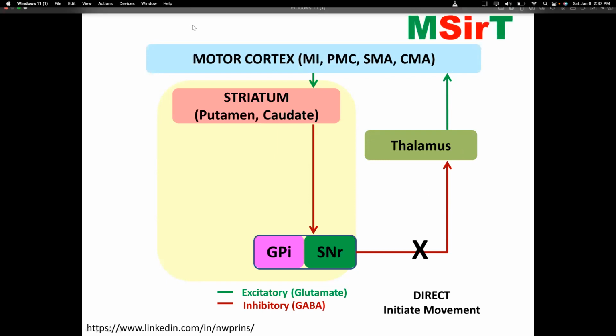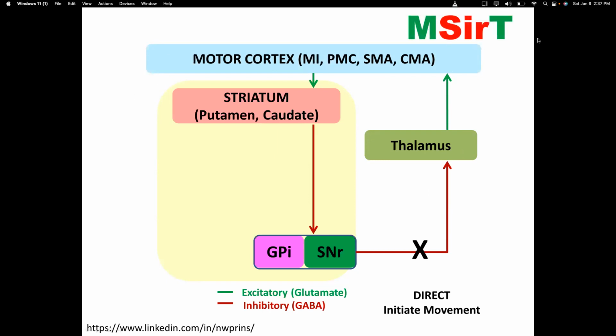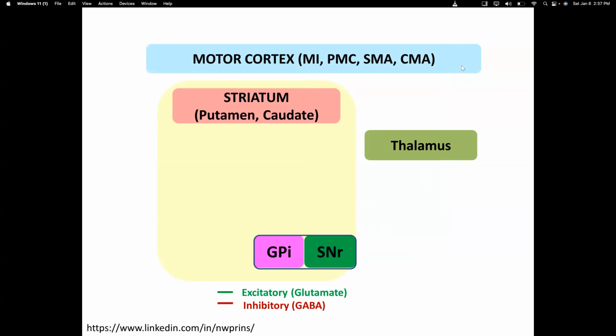Next, I'm just going to put this up here to help you remember this. So you have the motor cortex, striatum, the I and R refer to the GPI and SNR, and T for thalamus. So the first and the last are excitatory, and the middle letters are inhibitory. Hopefully this will help with the memorization.